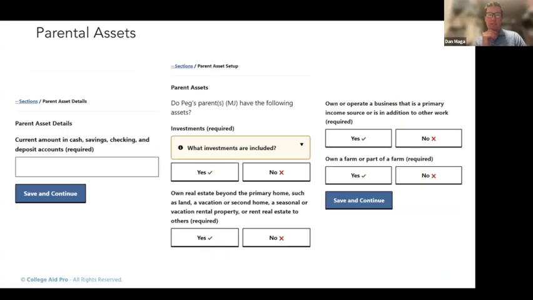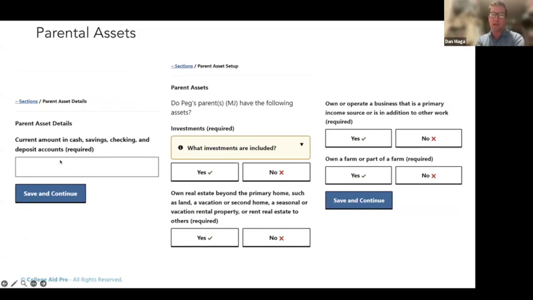Okay, so parent asset details. Now, again, in a perfect world, I would be matching the values from the FAFSA with the CSS. If you use different values on the forms, it is possible that the school could ask for verification. Why are things different? It could create extra paperwork. So ideally, the values would be the same for both the FAFSA and the CSS.